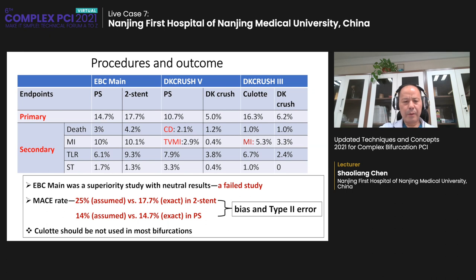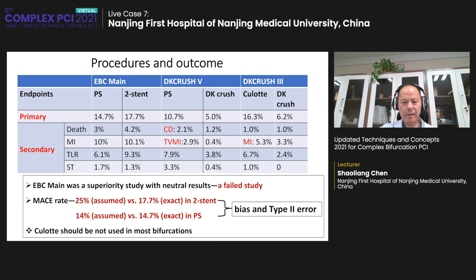So simply from these two studies, EBC MAIN and DKCRUSH-III, we have a proposal that culotte stenting should be removed from the options for this left main bifurcation lesion. Again, from EBC MAIN and DKCRUSH-V, we have achieved a very similar MACE rate at 1 year follow-up after provisional stenting. It was 14.7% in EBC MAIN and 10.7% from our DKCRUSH-V study.